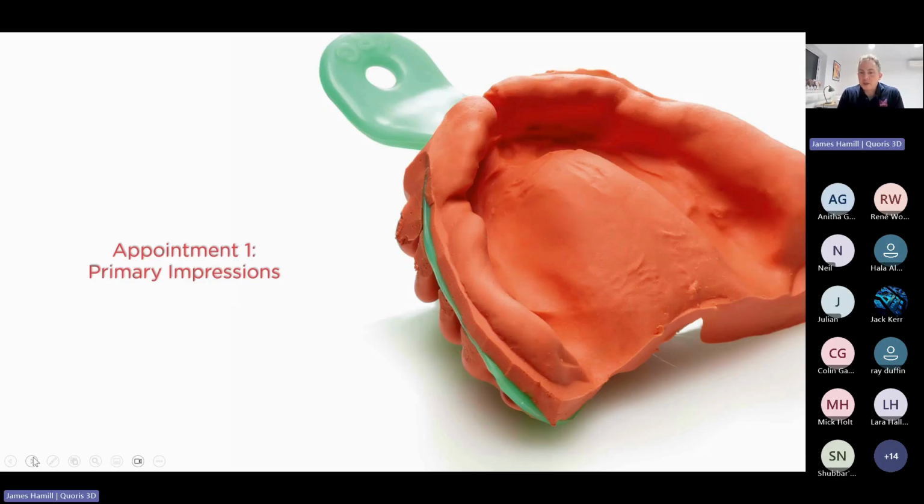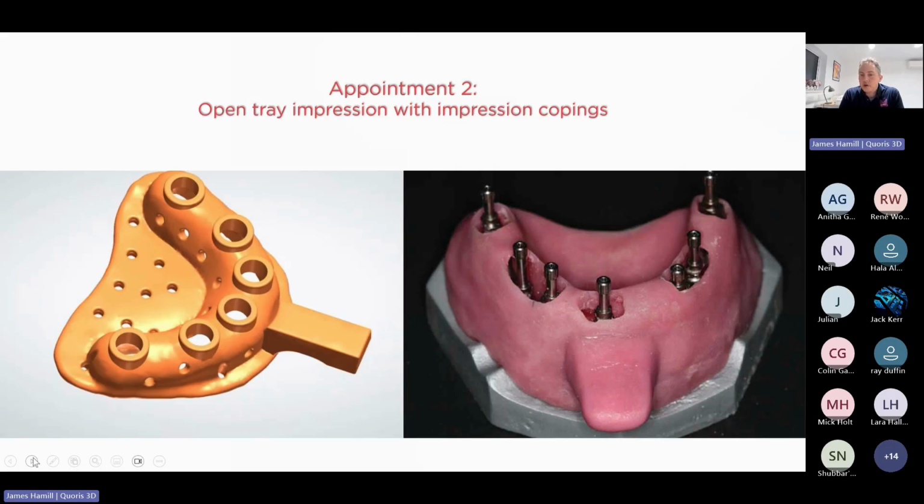So if we were doing things traditionally, and certainly this is how I used to do it, we would start life off with a stock tray and a little bit of alginate. And really what we were looking to do was give the laboratory, I suppose, a baseline index of where the implants in the mouth were. And from that point, the laboratory would have a few options, but probably the most common would be to create a special tray, which would be what's known as an open special tray, where it was sent back.